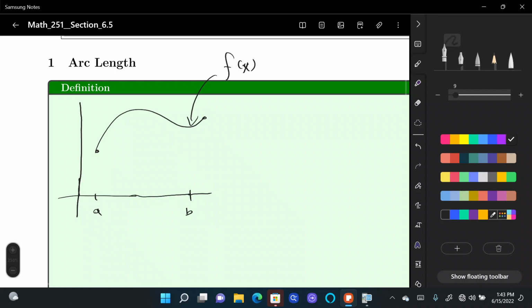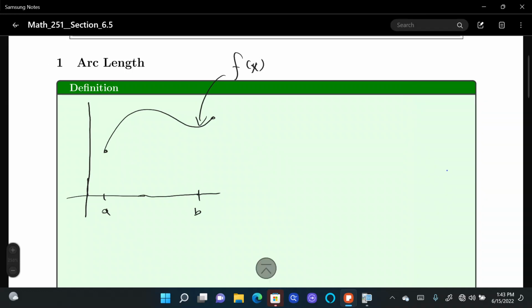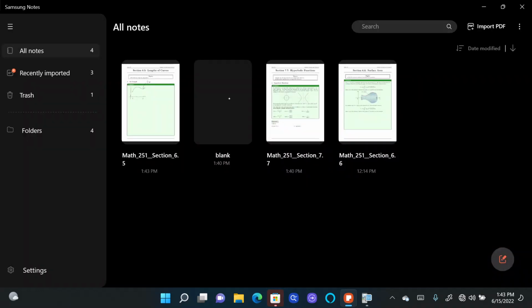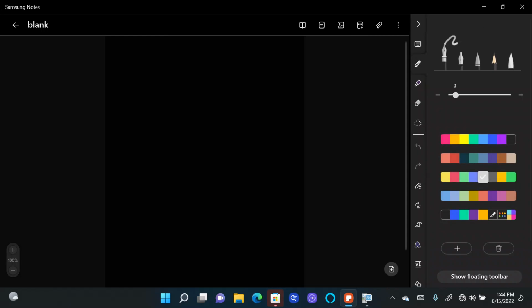Let me go back a little bit to something we did in Calc 1. So in Calc 1 you did the following. You found the area under the curve.